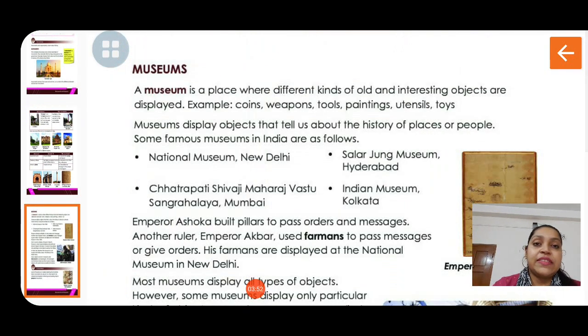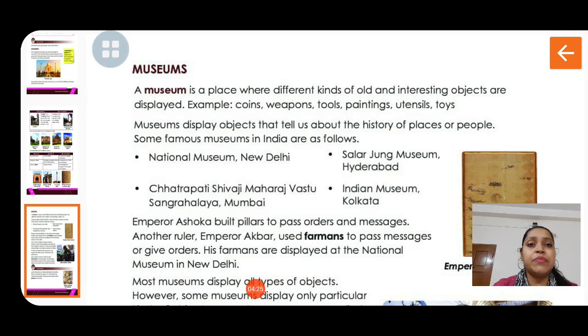Then we come to the second page, the topic of museum, because our lesson teaches us of monuments and museums. Monuments we have studied, now we'll study about museums. Now what does it say about museum? It says a museum is a place where different kinds of old and interesting objects are displayed. Example, coins, weapons, tools, utensils, toys, etc. Museum is a place where different things which were used in the past are displayed.